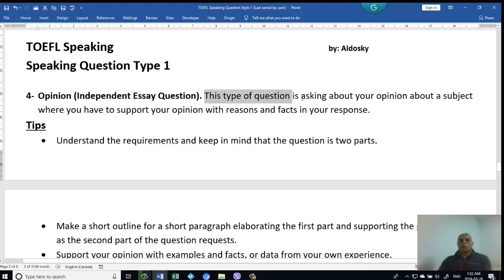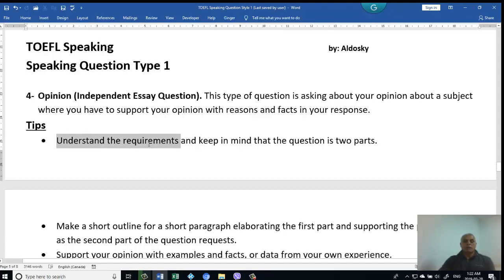This type of question is asking about your opinion about a subject, where you have to support your opinion with reasons and facts in your response. How are we going to approach this? Tips.